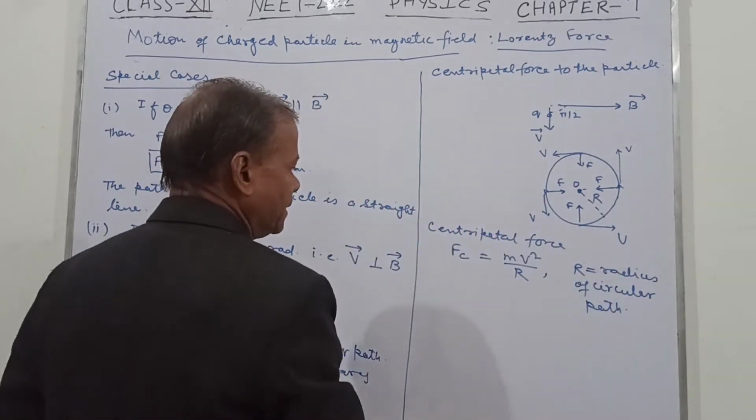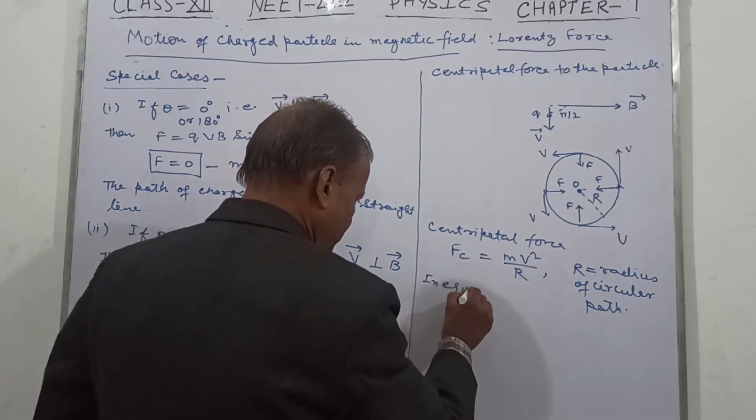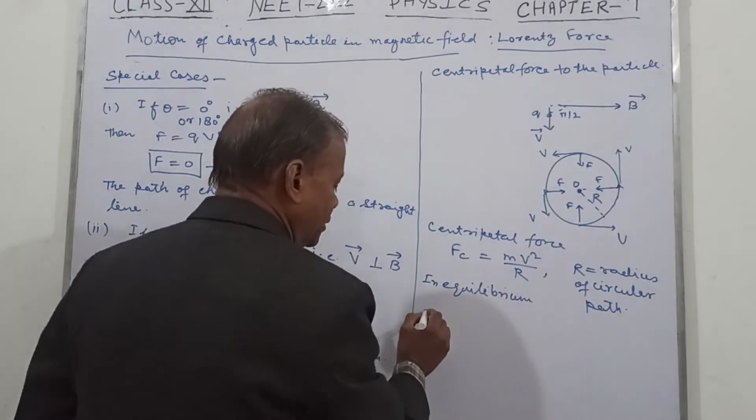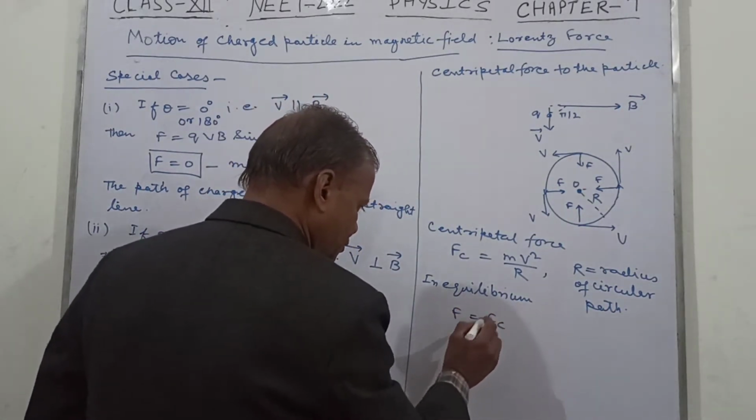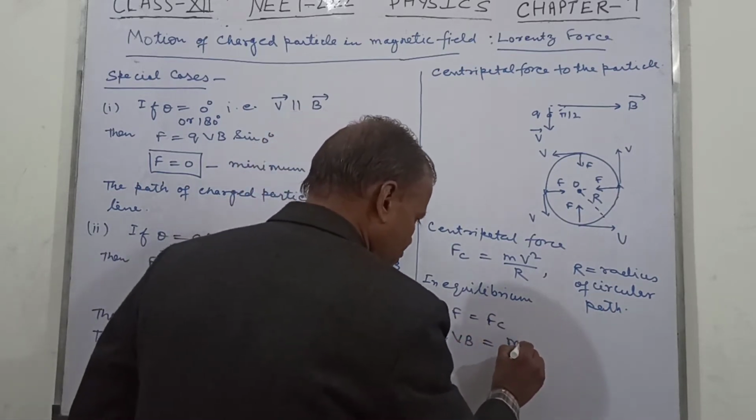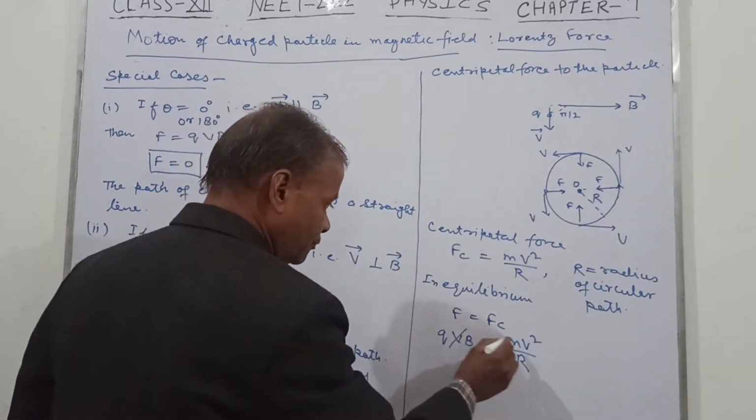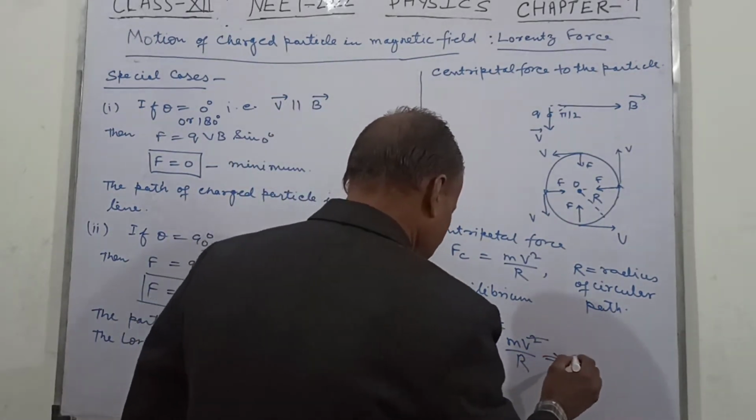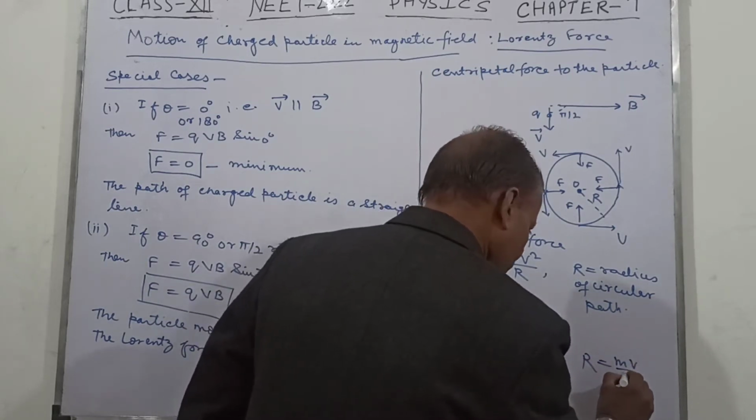Then in equilibrium, now this F equal to Fc. So this is now your qvB equal to mv square upon r, and you know that this one v will cancel from here, so this will give you a relation that this radius is equal to mv upon qB.